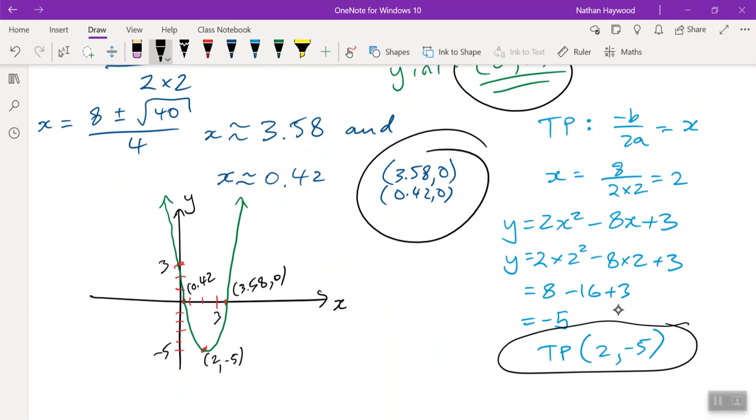Okay, so watch this. Just in case A is greater than 0 in the original equation, what does that tell us? That A is greater than 0. The turning point is a minimum. It's the lowest point in the graph. It's a minimum. It's a smiley face. It's positive. It's a minimum turning point.